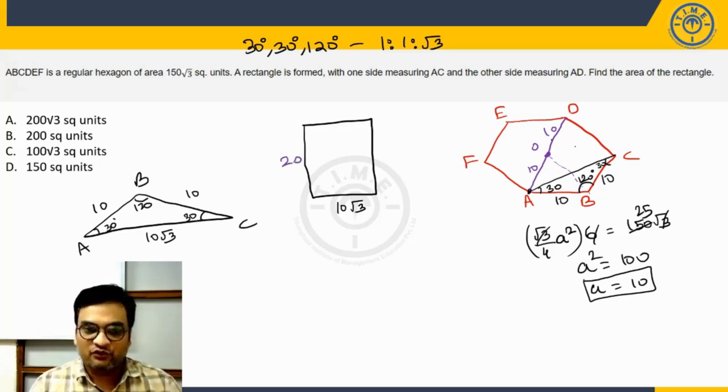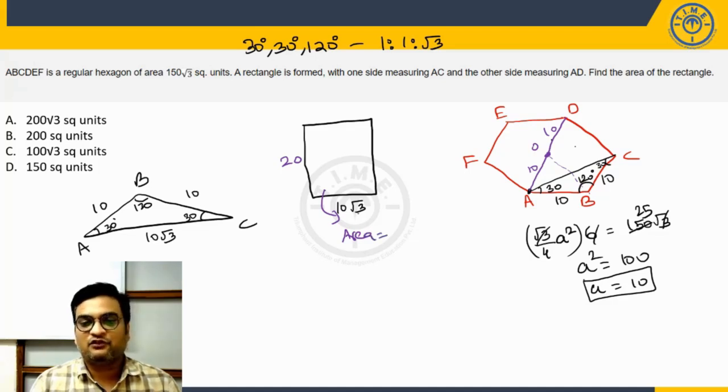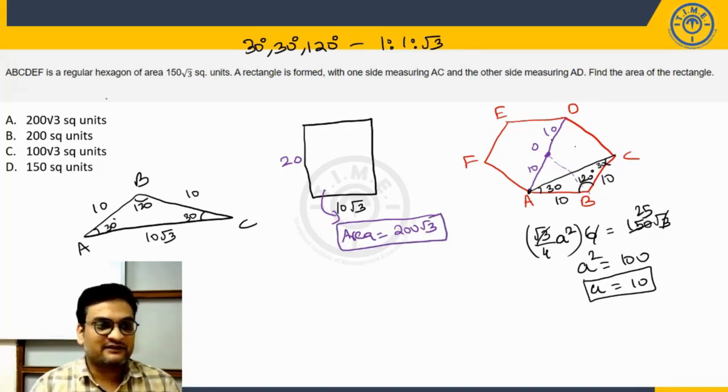Now once you know the dimensions of the rectangle, easily the area can be calculated as 10 root 3 into 20, which is 200 root 3 square units. So option choice A is going to be the correct answer.